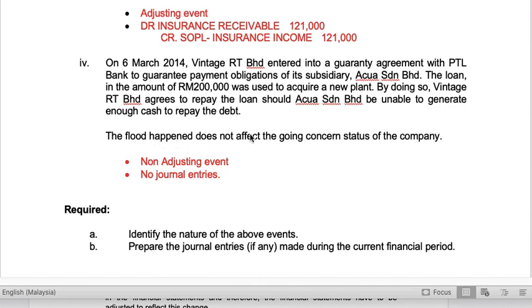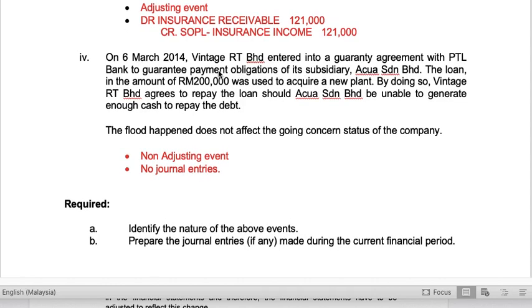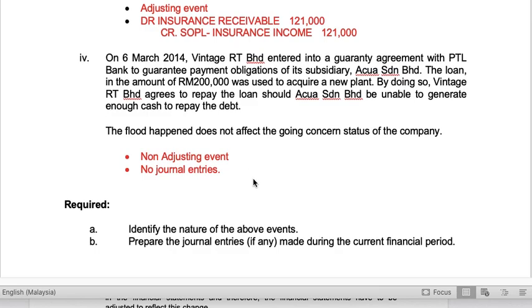Okay, this flood is actually a general statement for the whole case of the company. It does not relate to this guarantee agreement. So for this guarantee agreement, this is a non-adjusting event. When it is a non-adjusting event, there will be no journal entries because all this takes place after you close the account. So it will not be considered as an adjusting event. Alright, the condition does not exist during the year.